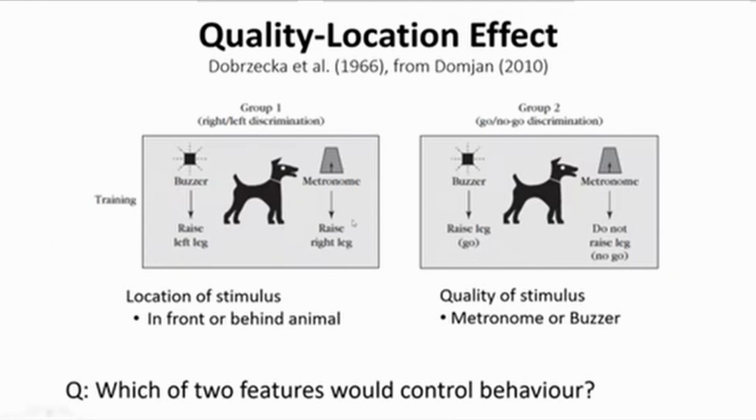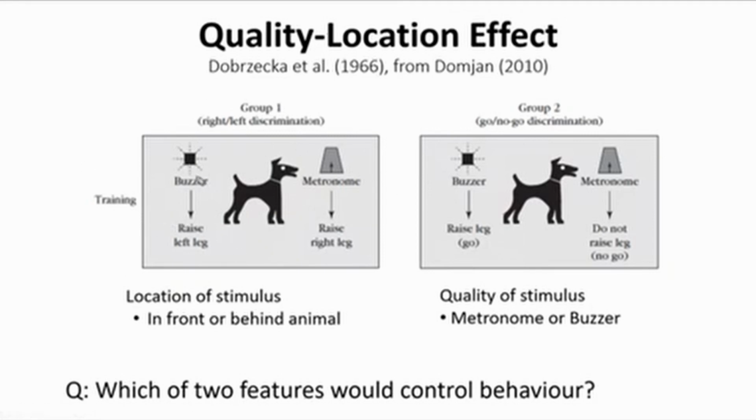So these are two very different kinds of responses. Now this was our training setup. So after this training setup, they decided to test which feature was important. So if they were trained with the buzzer behind and the metronome in front, what happened if they were then presented with the metronome behind and the buzzer in front? Would this dog raise the left leg for a sound that was behind them? Or would they raise a right leg if they hear a metronome?